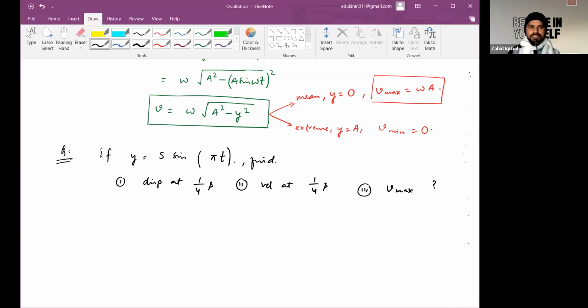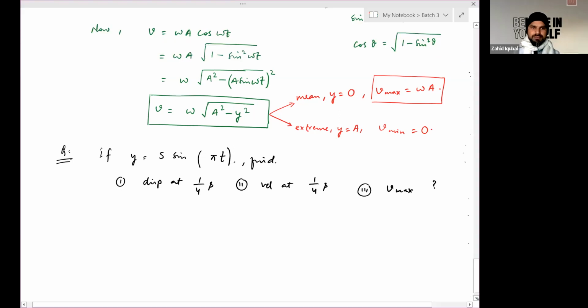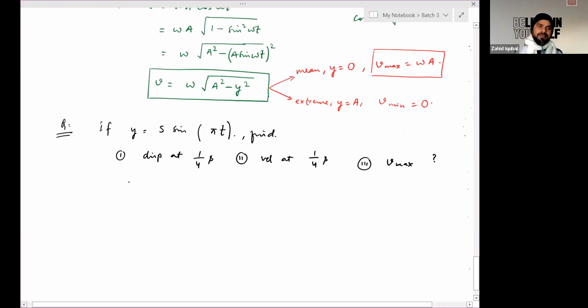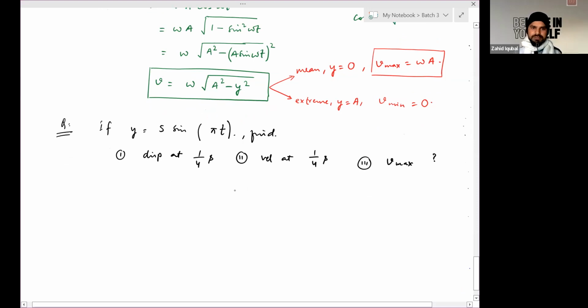First, put the value of t in the above expression. You will get displacement. Then, using the above expression, velocity equals omega times root under a square minus y squared. You have omega as pi, a, and y. Put these values and try to find it. And similarly, Vmax, according to the above expression, is omega times a. Try to simplify these three different terms.